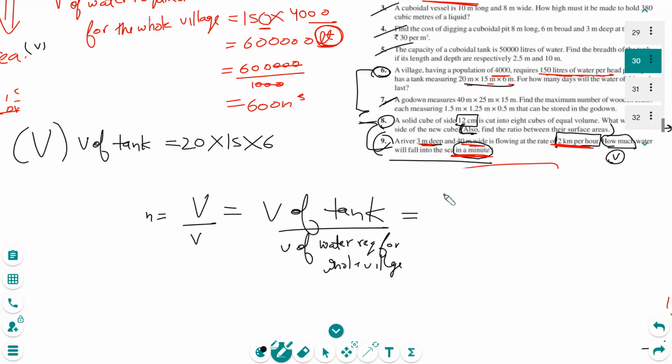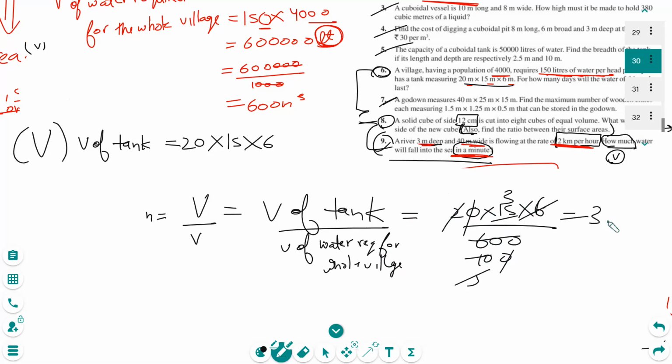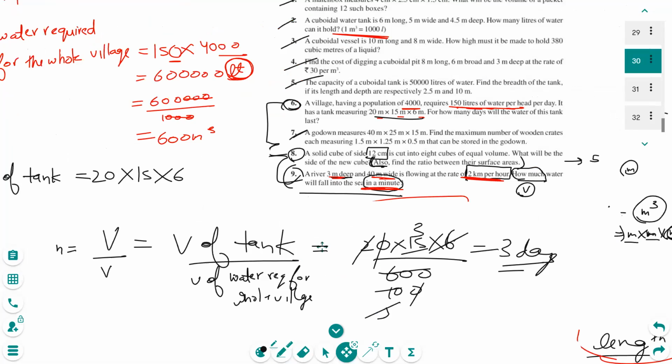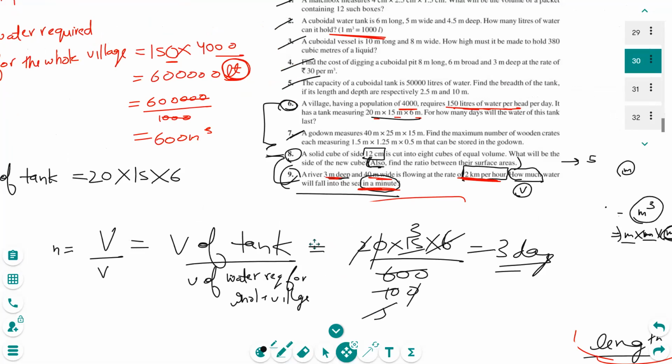And if I divide these, that's why I didn't multiply it, because I can do my calculations easily now. 100, that's 0, that's 5, that's 3. Okay, that's 3 days. 3 days it will last. Can someone check the answer? Check at the back, what is the answer? If you have the book with you. Yes, the answer is correct.